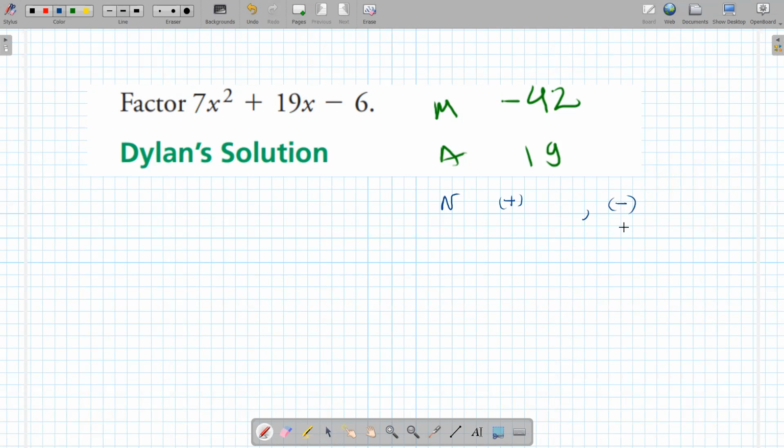So start from here. Start from 20 and negative 1. That's out, because 20 plus negative 1 is 19, but 20 times negative 1 is not negative 42. And then you're going to go one up, one down each time. What I mean by that is this: 21 and negative 2. Does that work? Yes, it does, because that's going to add up to 19, and when you multiply them, that's going to be negative 42. So your numbers are 21 and negative 2, okay?